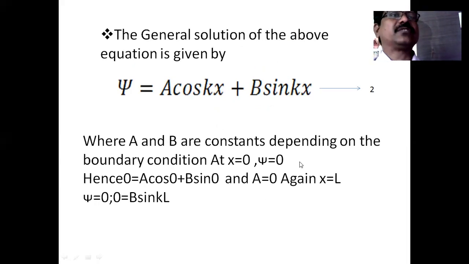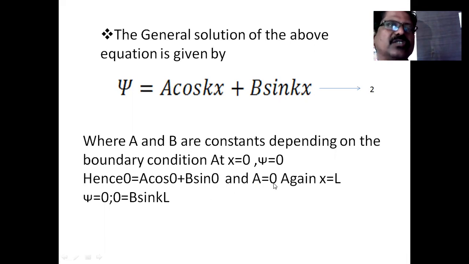Psi becomes 0 when x is equal to 0. So your above equation becomes 0 equals A cos 0 plus B sin 0, because you are substituting x equals 0 instead of L. So it becomes A equals, since cos 0 is 1, A equals 0.